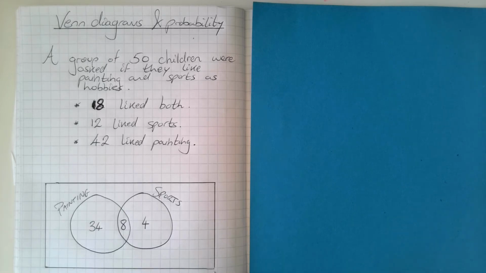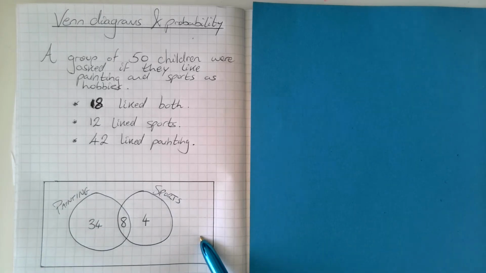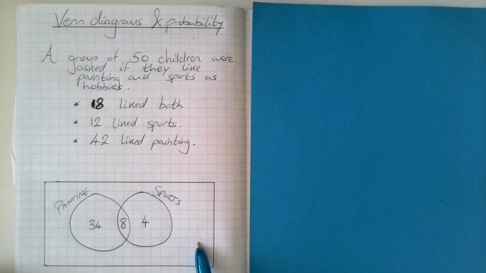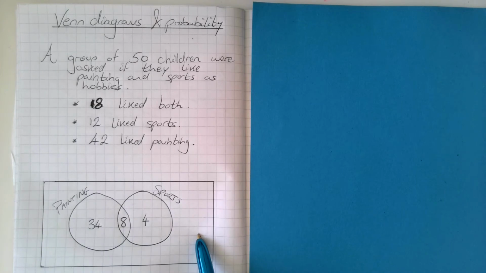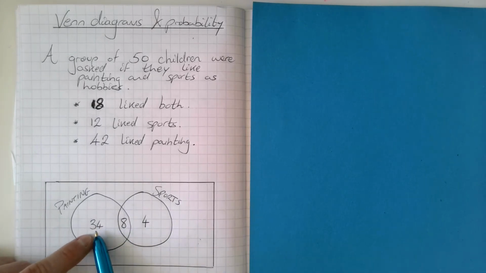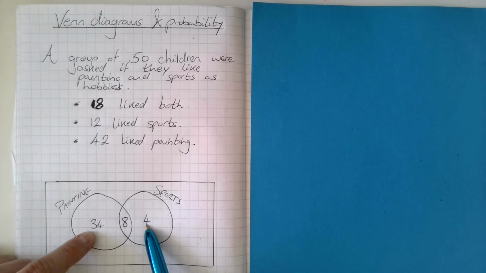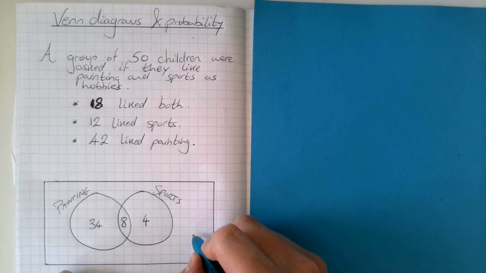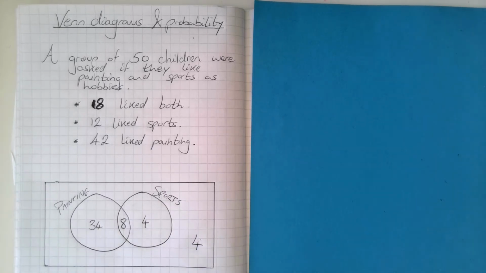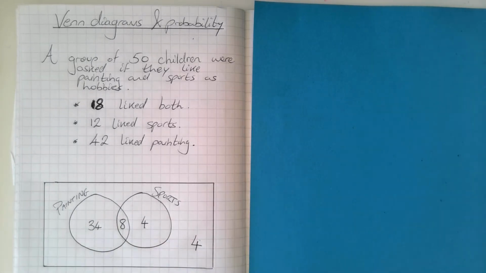Now the one section I haven't talked about yet is the people that like neither painting or sports. So I need to work out, of the group of 50 altogether, how many need to go outside of the circles. So first of all, if I have 34 add 8, well that's 42. Add this 4 here, well that's 46. So that means that 4 people must like neither sports or painting. So 4 people are outside of the circles here.